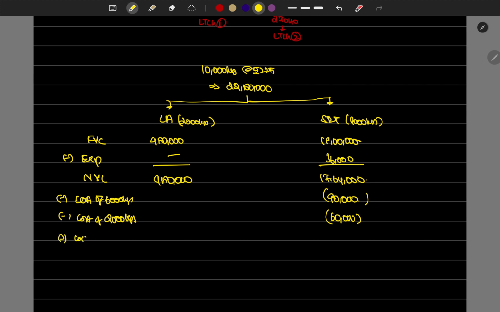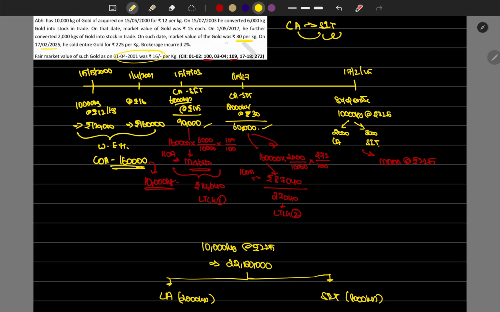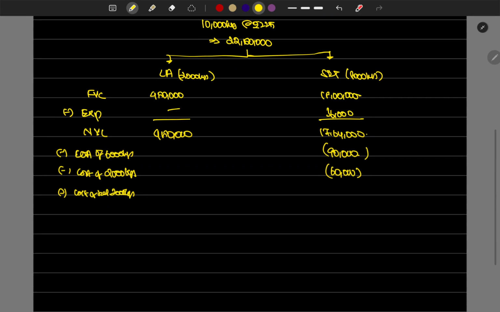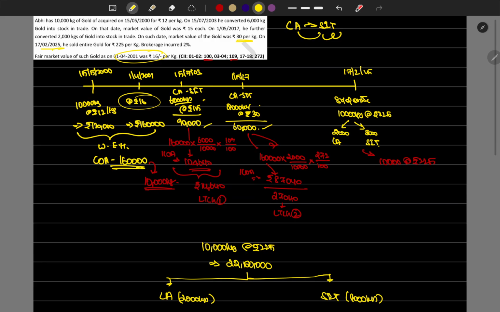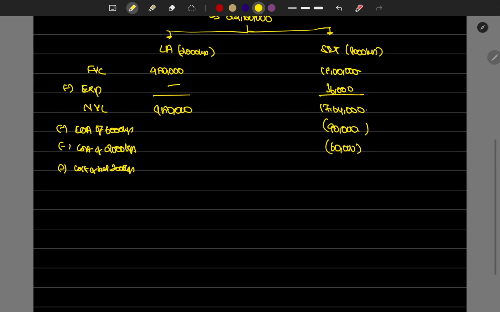What's the cost of the balance asset? The cost of the balance 2,000 kgs: after the 6,000 and 2,000, when they have a balance of 2,000 kgs, the cost of acquisition is 16, because we should not index here as this is happening in 2025. After 23-7-24, for any transfer happening, we should not consider indexation benefit for the capital asset. Both with and without indexation benefit are available, but we are considering it without indexation benefit, which is 2,000 into 16, which is 32,000. So what is the LTCG? 4,50,000 minus 32,000 is 4,18,000 as the LTCG.